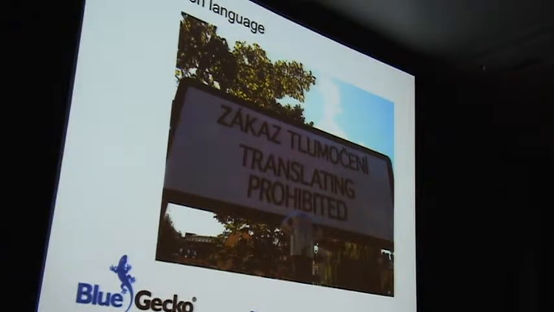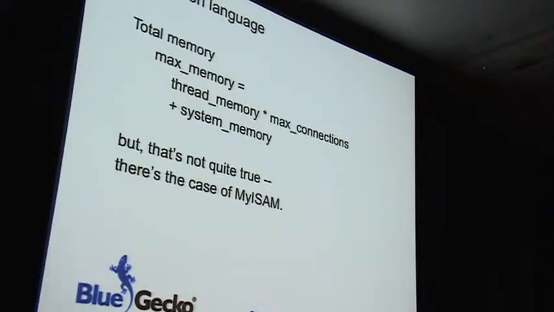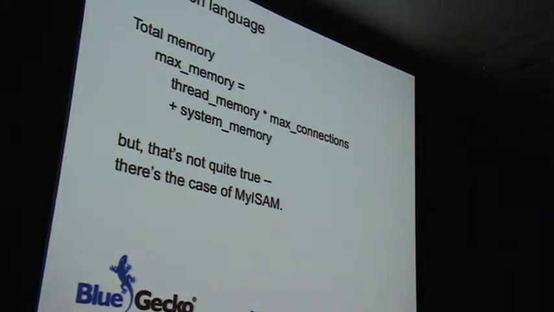There are not direct translations on a lot of these things. There's not exactly the same sort of language, not exactly the same sort of memory construct, not exactly the same sort of use cases for all of these pieces of Oracle. But I'm trying to give you some approximate correlations. So the total memory that you look at and work with within MySQL is, in fact, the thread memory times the number of max connections plus the system memory available to you. And that is most of the time true.